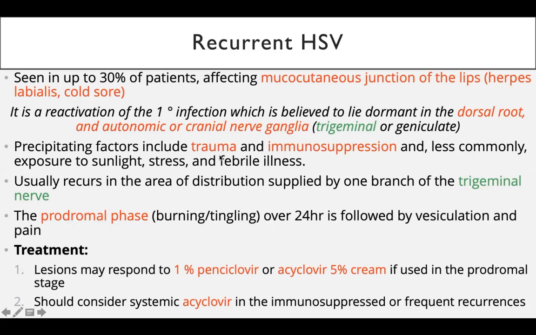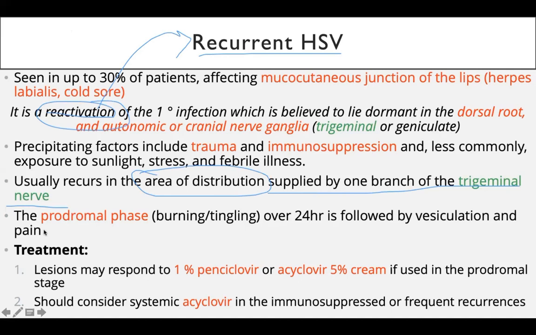And then when there is trauma, extreme happiness or extreme sad news, or an immunocompromised situation, or less commonly sunlight, stress, and febrile illness. What is febrile illness? Illness with fever. Then that primary infection, which was hidden, will get reactivation. The reactivation phase will cause recurrent HSV, recurrence of this disease. And then that disease will reoccur in the area of distribution supplied by one branch of the trigeminal nerve.